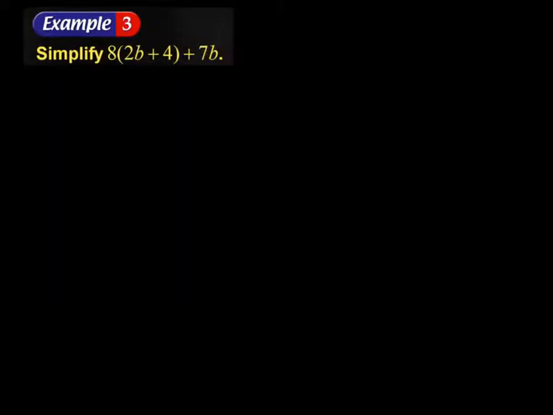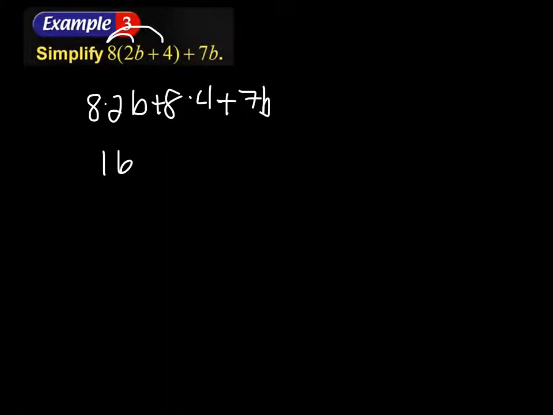Well, you've got to like one-word directions. We just get to simplify for example 3. So the first thing I'm going to do is distribute. I'm going to take 8 times both the terms in the parentheses. So I have 8 times 2b plus 8 times 4, and then plus the 7b along for the ride. So 8 times 2b is 16b, plus 8 times 4 is 32, plus 7b.